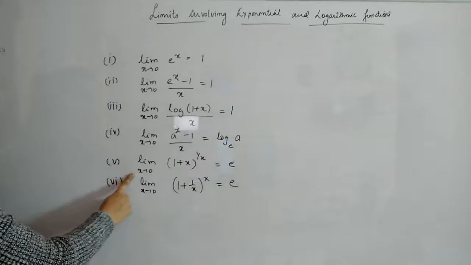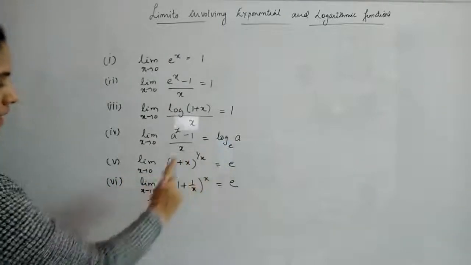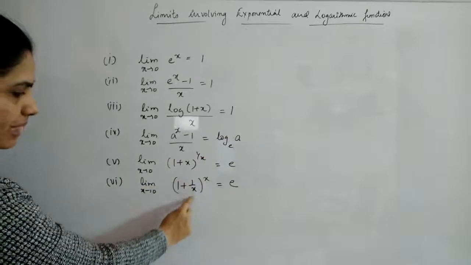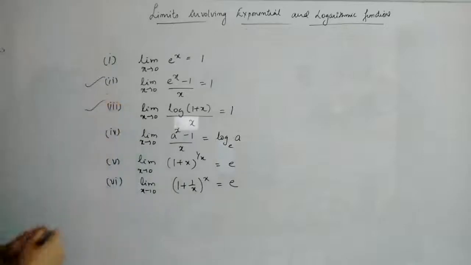Again, limit x tends to 0, 1 plus x the whole raised to 1 by x equal to e. Limit x tends to 0, 1 plus 1 by x the whole raised to x is e. Okay, so these two you should know very well in order to do the problems related to them.